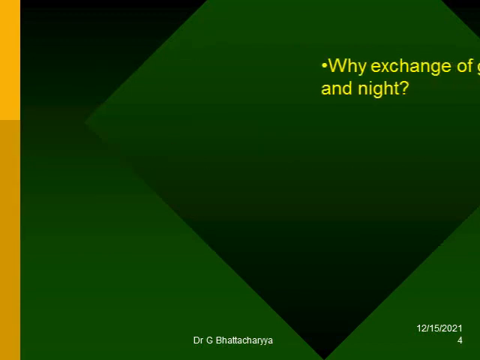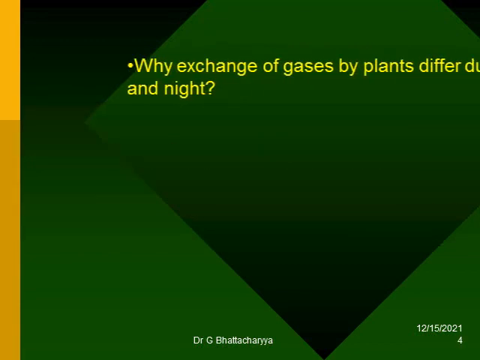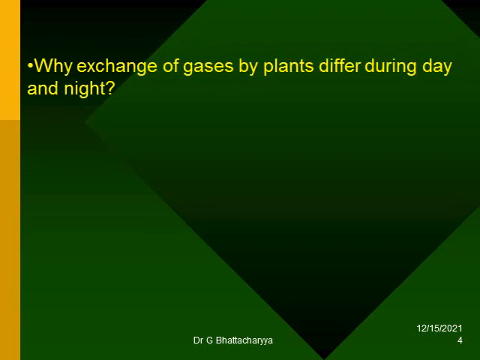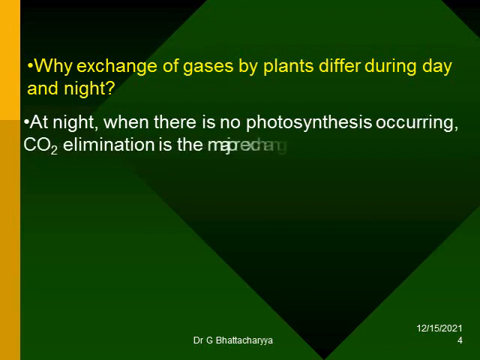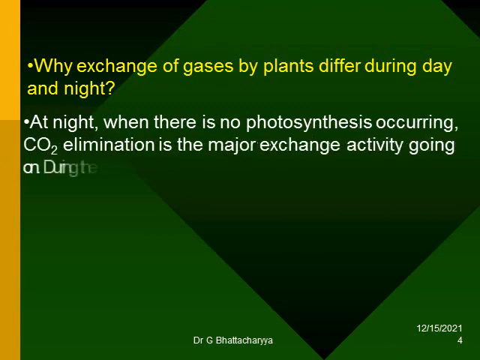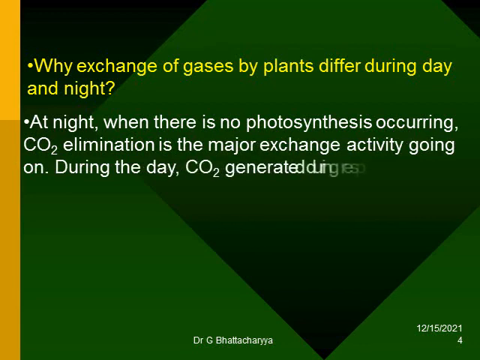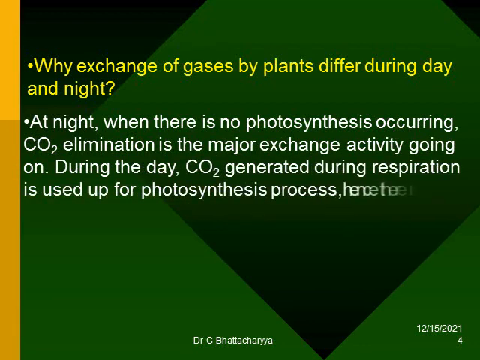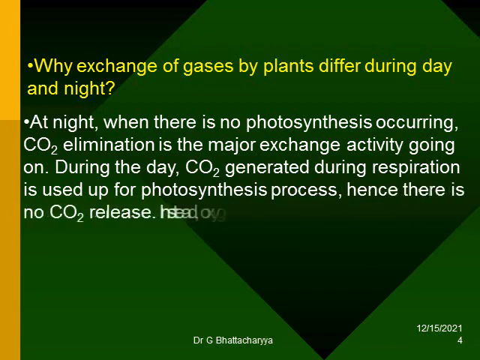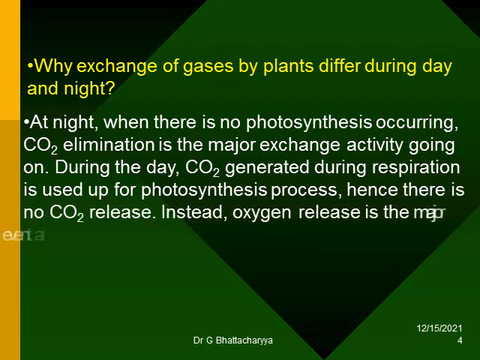Why does the exchange of gases by plants differ during day and night? At night, when there is no photosynthesis occurring, CO2 elimination is the major exchange activity going on. During the day, CO2 generated during respiration is used up for the photosynthesis process. Hence, there is no CO2 release. Instead, oxygen release is the major event at this time.